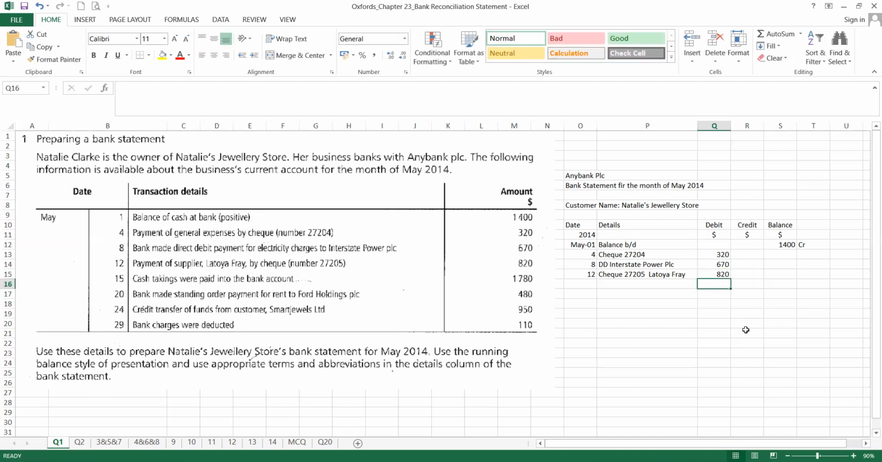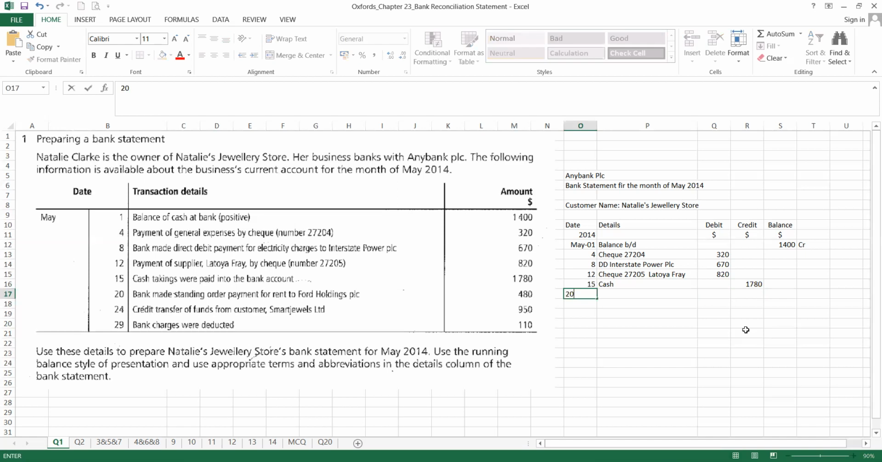Next is on the 15th. Cash takings paid into the bank account. Cash takings means that actually it's sales. But the bank does not know why you are putting in the money. They know this is from cash. So 178. When we put it in the cash book it is a debit side; in the bank statement it will be on the credit side.